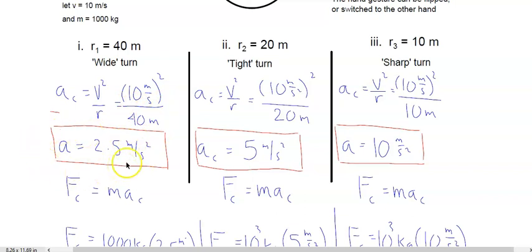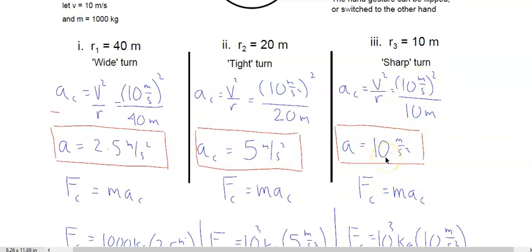However, if I change the radius from 40 to 20, so I take half of this radius, I wind up doubling the answer. 2.5 jumps up to 5 meters per second squared. And here's the math, 10 squared over 20 meters. And then, of course, if I cut this in half again, I wind up doubling the answer again. But here's the math, 10 squared over 10. Get 10 meters per second squared acceleration.